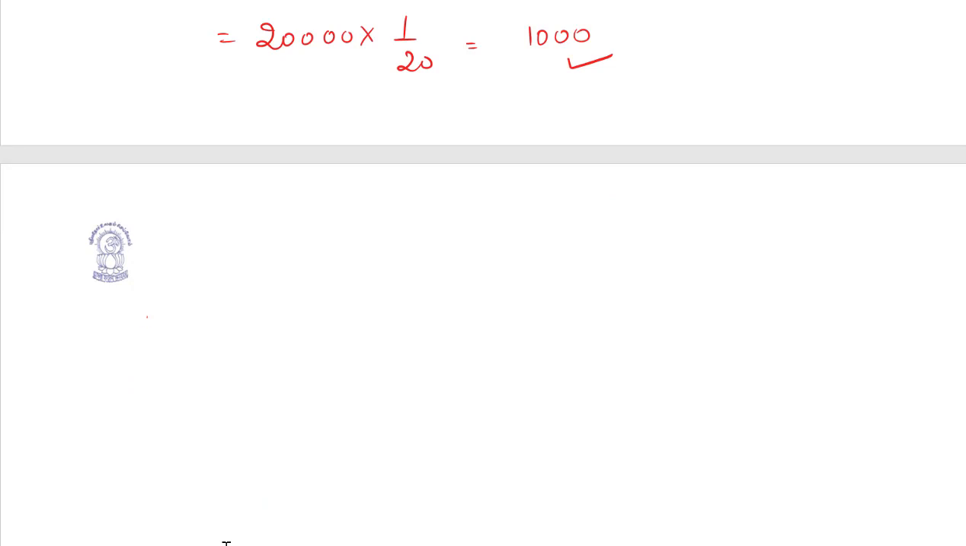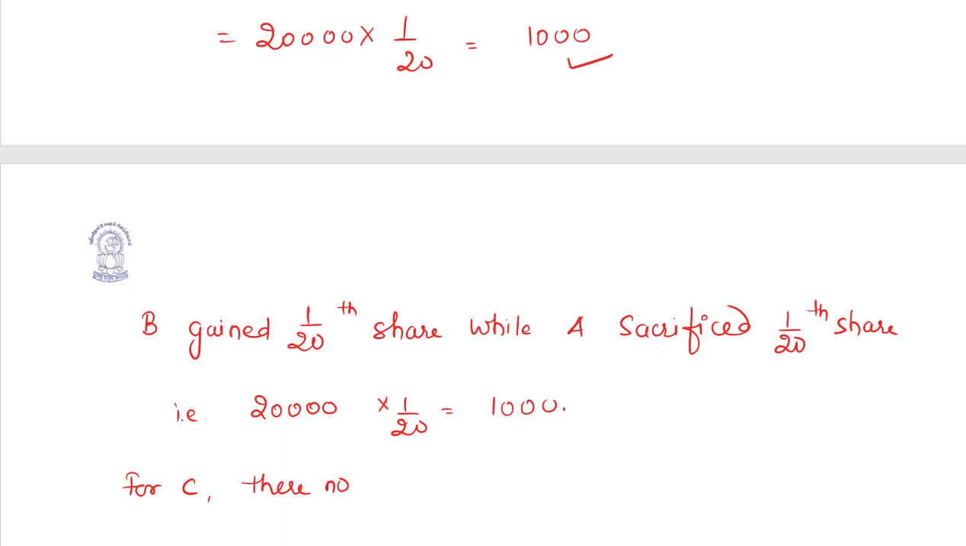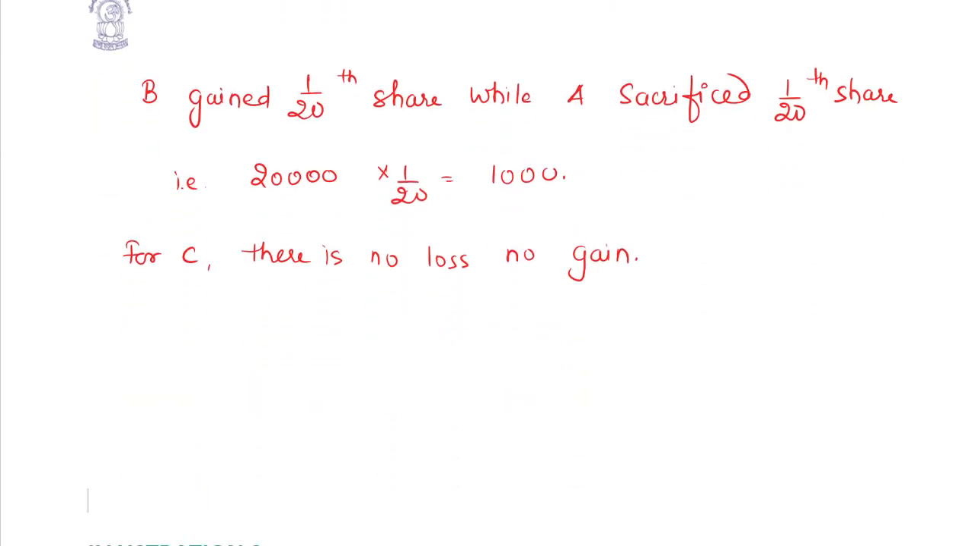Journal entry. B gained 1 by 20th share while A sacrificed 1 by 20th share, that is 20,000 multiplied by 1 by 20 equals 1,000. For C, there is no loss, no gain.